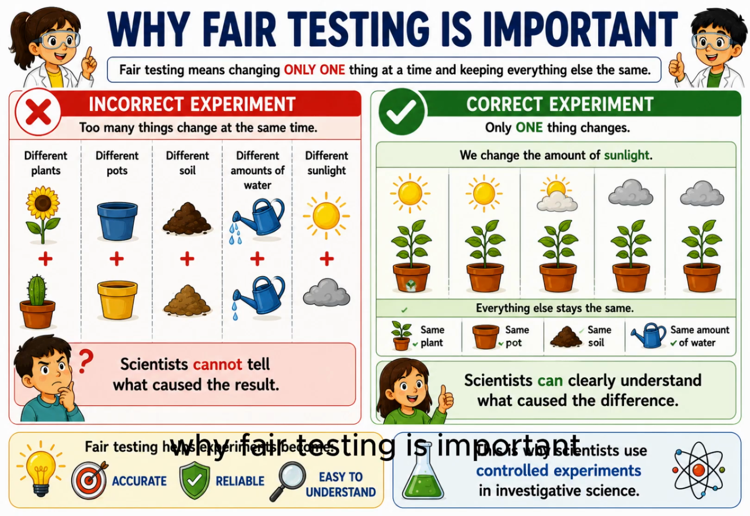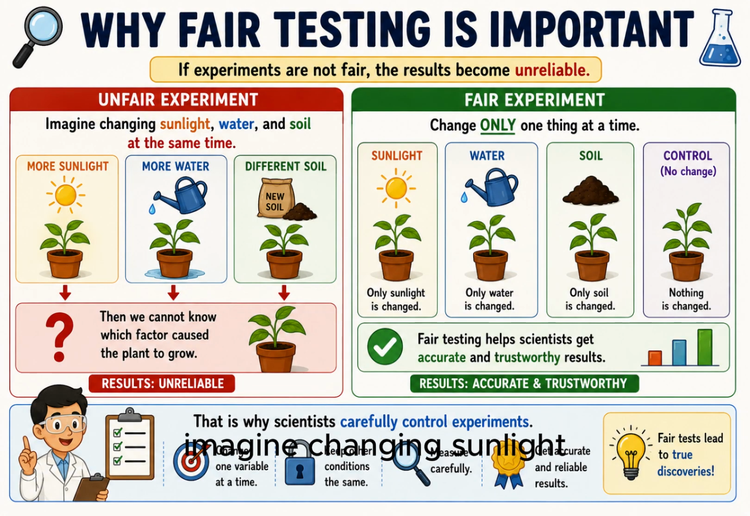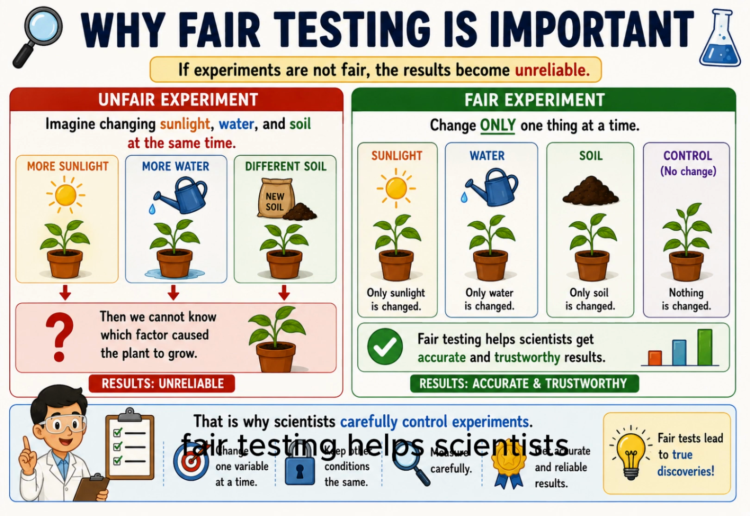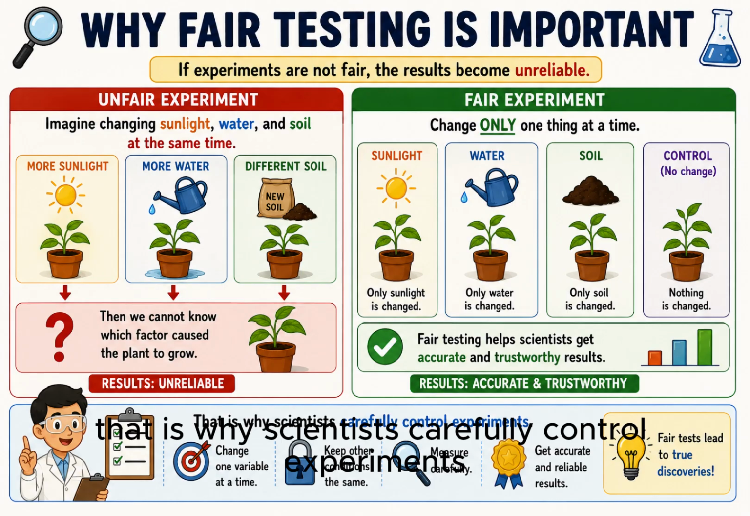Why is fair testing important? If experiments are not fair, the results become unreliable. Imagine changing sunlight, water, and soil at the same time. Then we cannot know which factor caused the plant to grow. Fair testing helps scientists get accurate and trustworthy results. That is why scientists carefully control experiments.